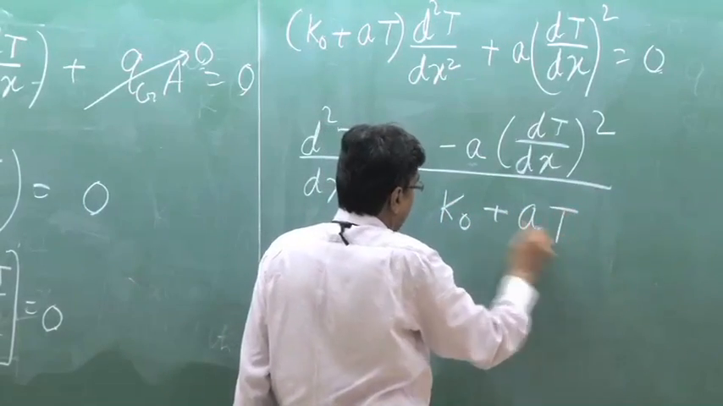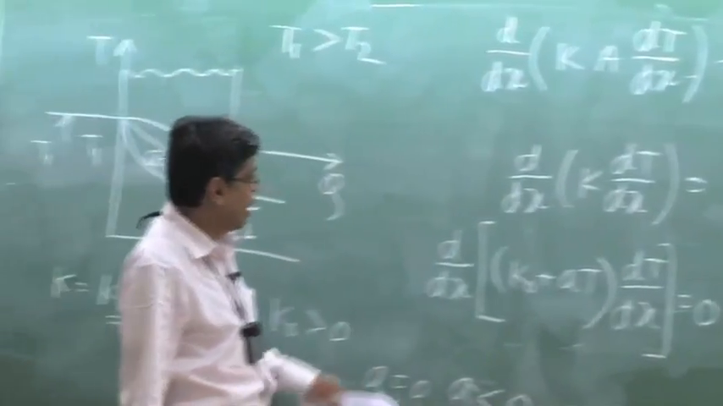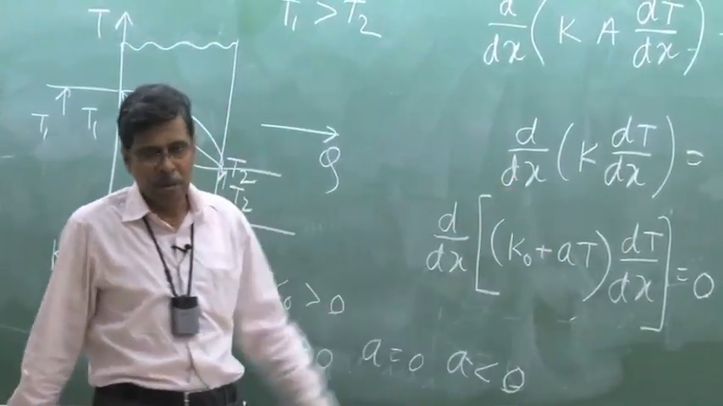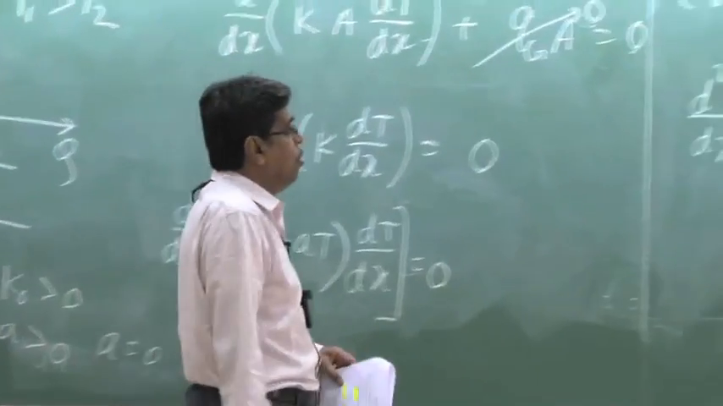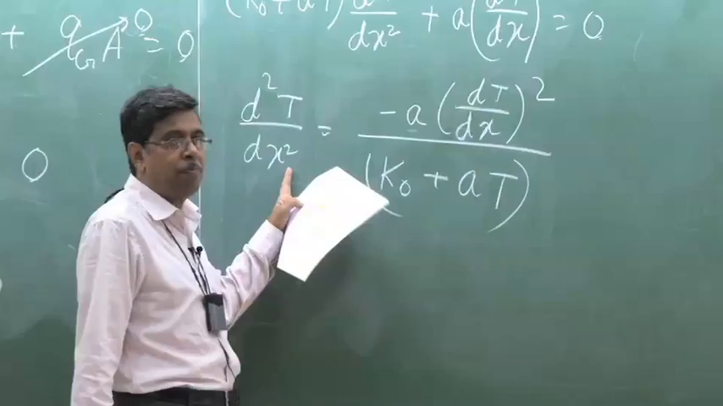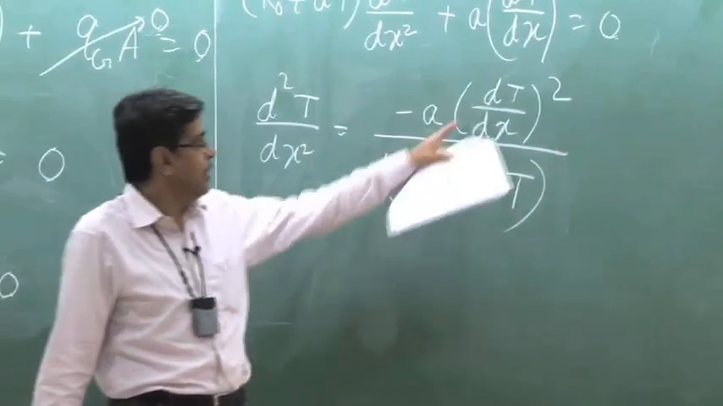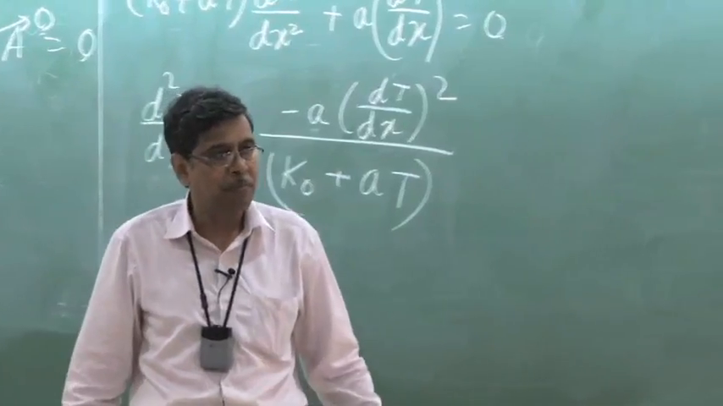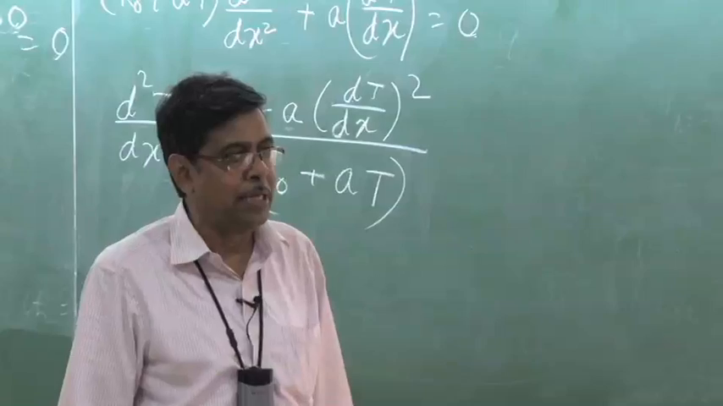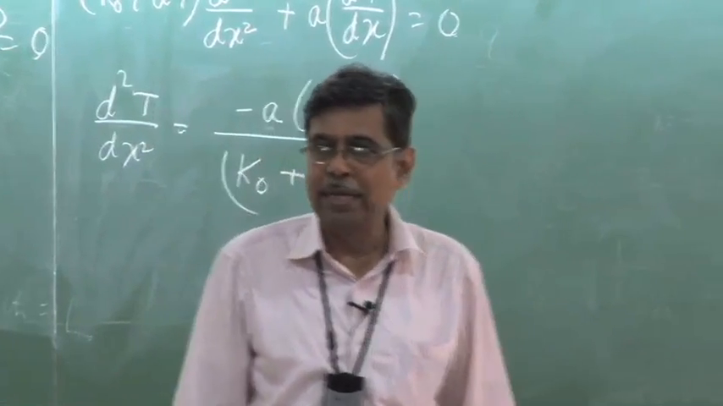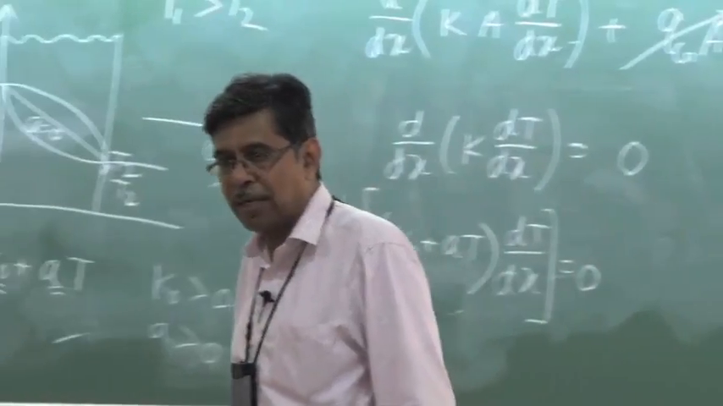Now you see, ultimately the problem is transferred to a mathematical problem. Up to this, the concept of heat transfer is involved. After that, it is mathematics. Now we can decide the sign of d squared T/dx squared with A, with logic. (dT/dx) squared is always positive. The denominator is always positive, whatever may be the value of A, positive or negative. Why?